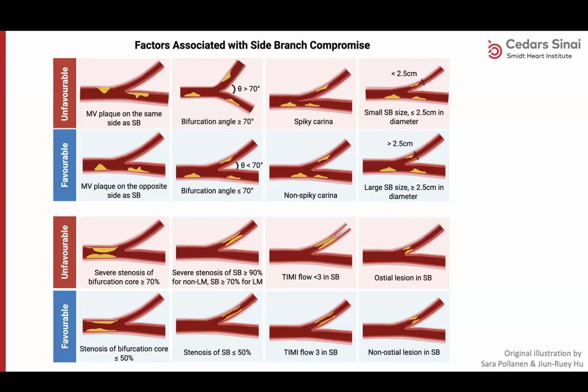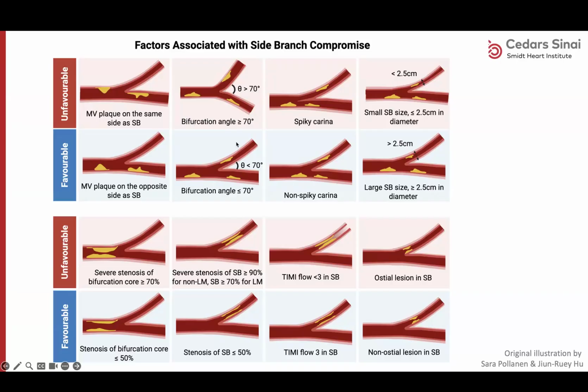Plaque on the same side of the side branch. This refers to atherosclerotic plaque located on the side of the main vessel that is directly opening to the origin of the side branch, in contrast to atherosclerotic plaque located on the opposite side of the opening of the side branch. During main vessel stent deployment, plaque on the same side is more likely to shift into the side branch ostium, increasing the risk of occlusion.